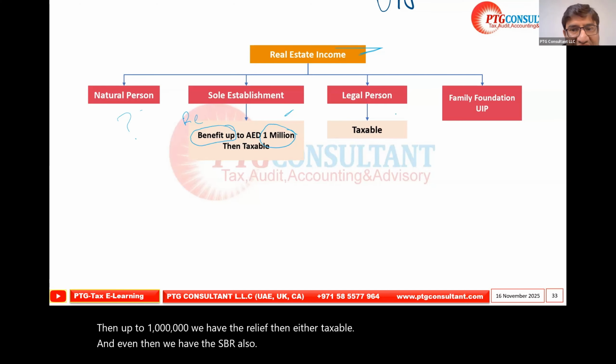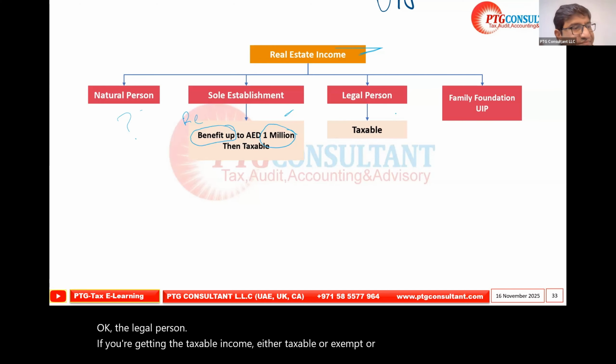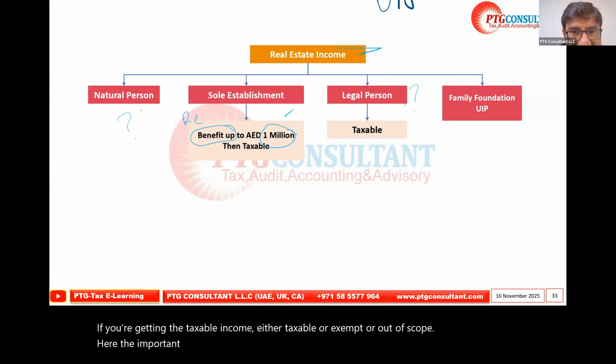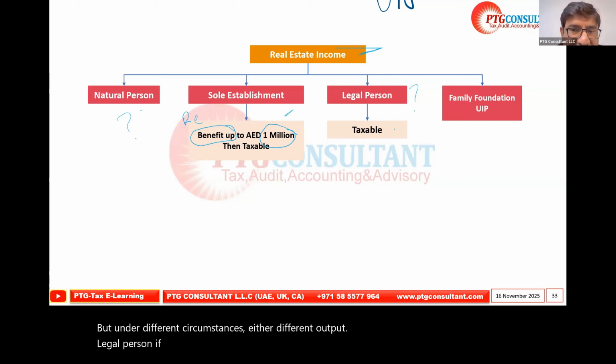Okay, the legal person, if you're getting the taxable income, is it taxable or exempt or out of scope? Here the important thing is legal person. The same income, but under different circumstances gives a different output. Legal person, if you do real estate investment, is taxable. Here is a relief.